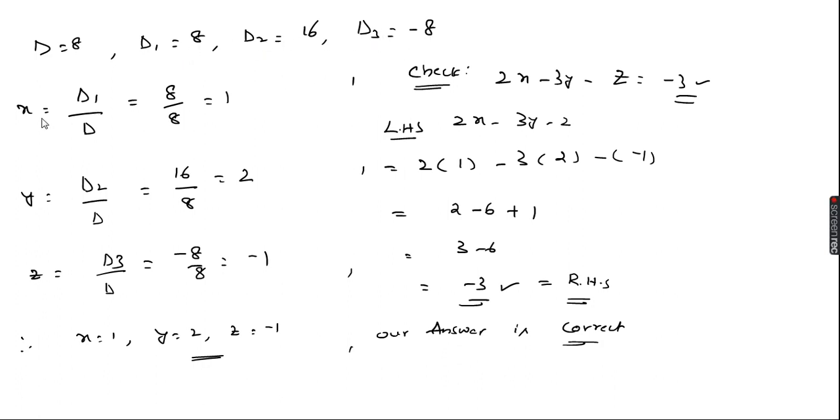And x equal to delta 1 by delta, y equal to delta 2 by delta, and z equal to delta 3 by delta. Finally we get 1, 2, minus 1. So we check whether the answer is correct or not. We just substitute these values in any one of the equations and it will be satisfied. If it is satisfied, it is correct. If it is not satisfied, our answer is wrong.